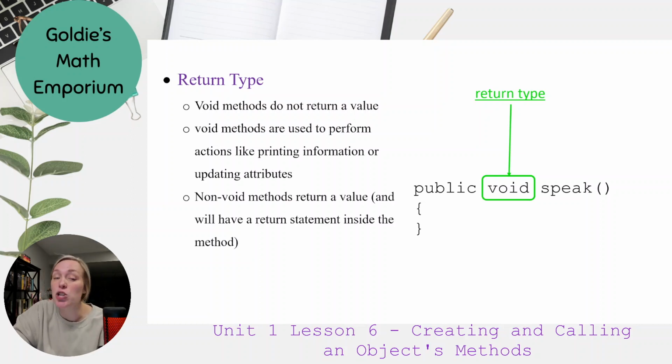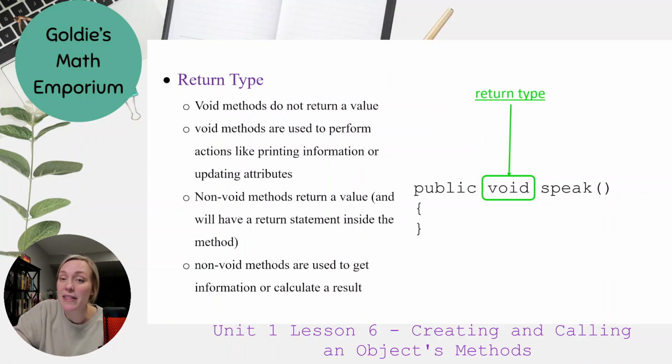Non-void methods actually return a value, and inside of the method, they'll have a return statement somewhere. And then whatever they return, that is the type, like if they return an int, that's the type that has to go in this green box here. So if they return an int, instead of the word void, I have to have int. Okay, or whatever data I'm working with there, right? Non-void methods are used to get information in some way, or maybe to calculate a result. Okay, so we'll see some examples of that.